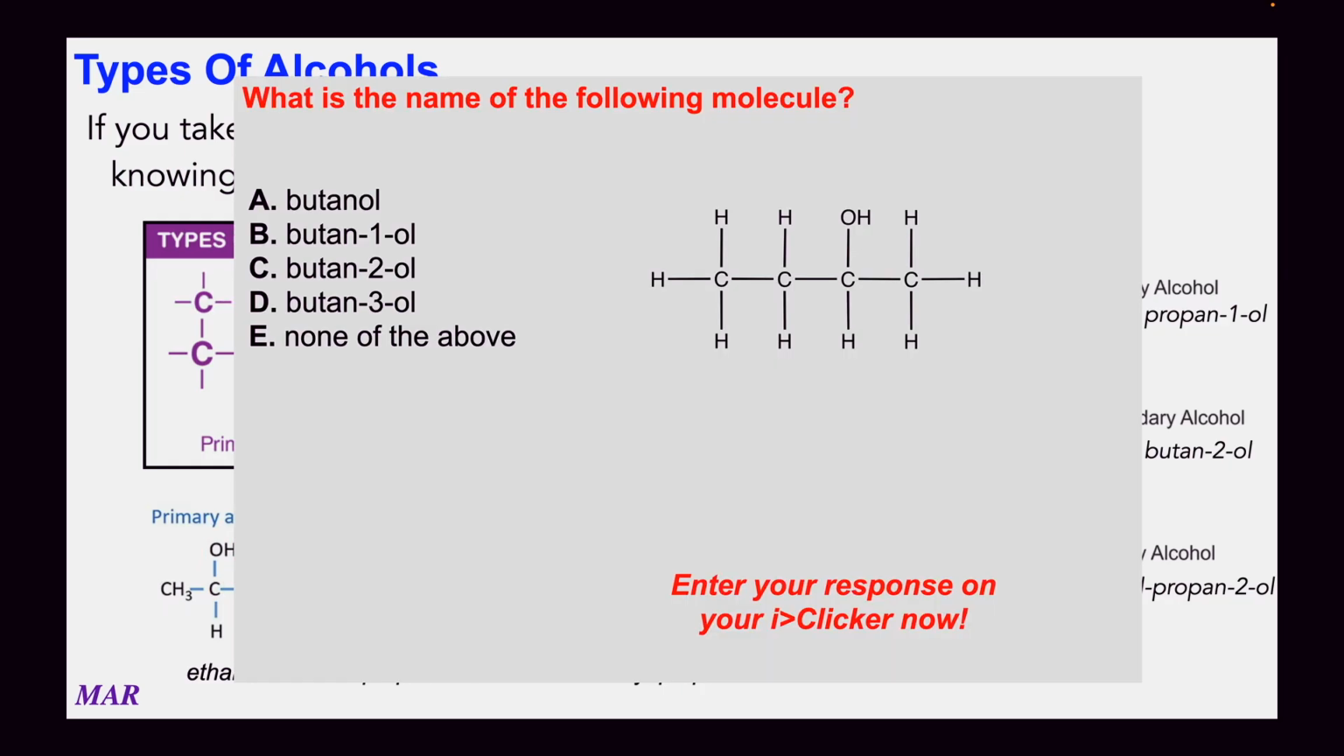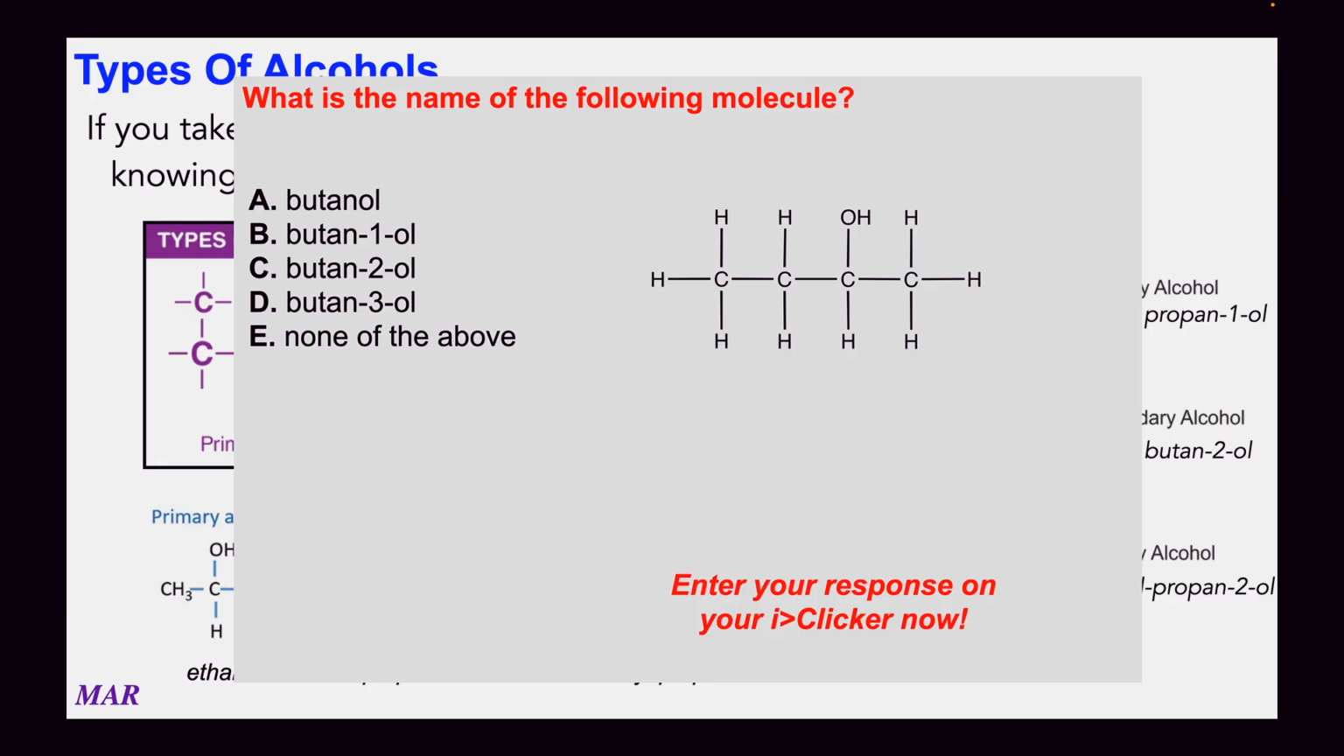So here's a question you might see. It says, what's the name of this molecule? Okay, first thing to do, like always, count up your longest chain of carbon atoms. 1, 2, 3, 4 carbon atoms. That's going to be butane if it was an alkane. This is not an alkane, though, because one of the hydrogens has been replaced by a hydroxyl group, the OH, which makes it an alcohol. So butane as an alcohol would be butanol, and you think you might be done.